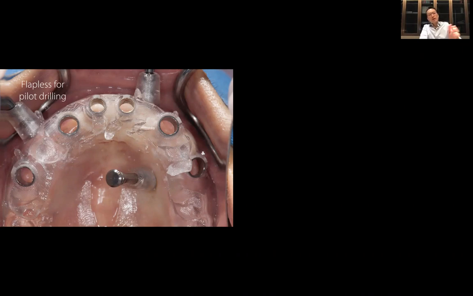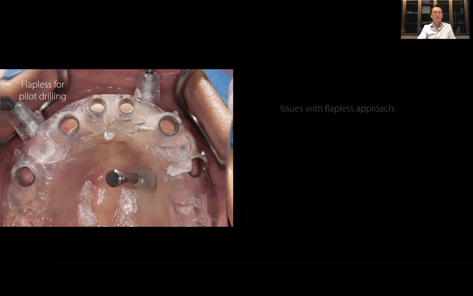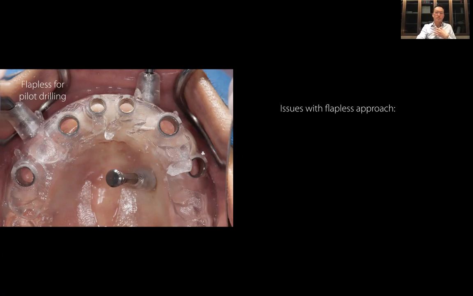And then what I did here was I put the surgical guide on. I had 3 index pins inserted to make sure it's fixed, very stable. And then I did my pilot drilling using a flapless approach. I drill right through the soft tissue. And with the surgical guide, if we want to do a flapless procedure, as it was advocated in a lot of cases, there are actually some issues with the flapless approach. This is just my personal experience. I'm here just to share with you some of my experiences or some of the mistakes I have made before.